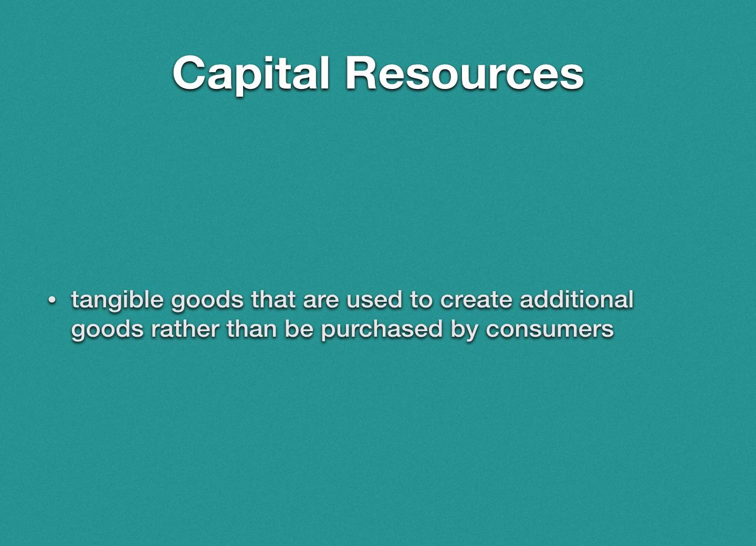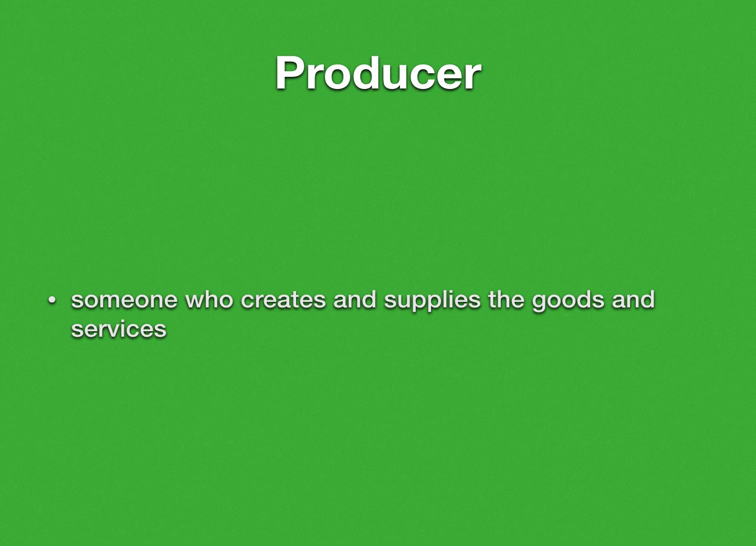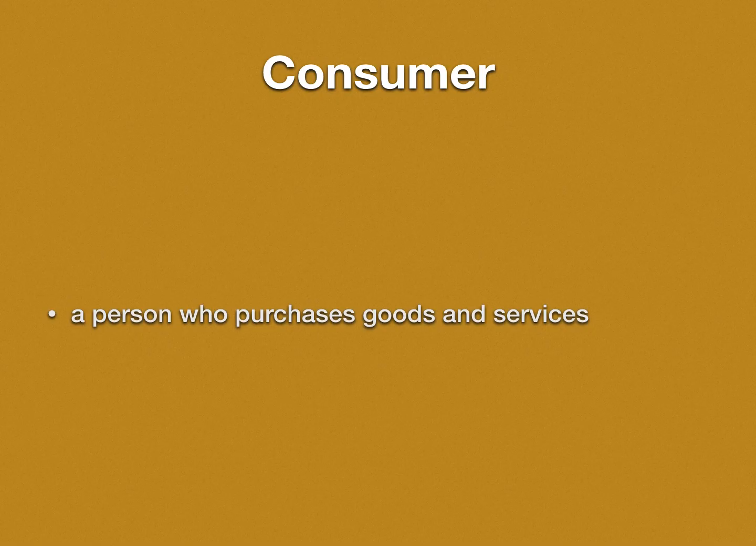And then you have capital resources, which is tangible goods that are used to create additional goods rather than be purchased by consumers. And then in order to even have stuff out there for us to buy, we have to have a producer, which is someone who creates and supplies the goods and the services. And then there's the producers, and then there's consumers, which is the majority of us, and we're the people who actually purchase the goods and the services.